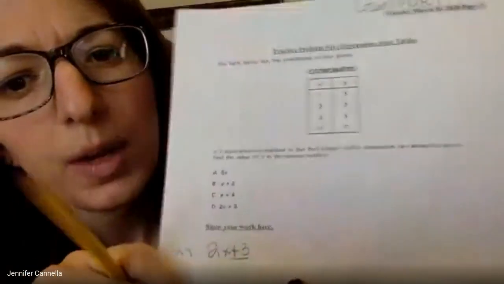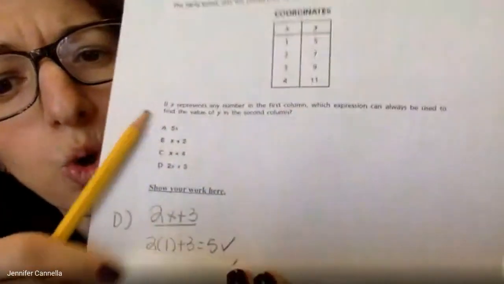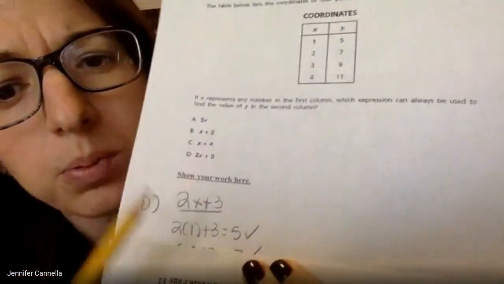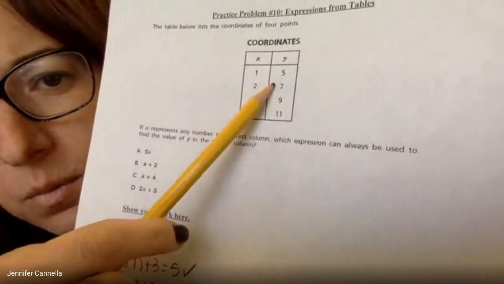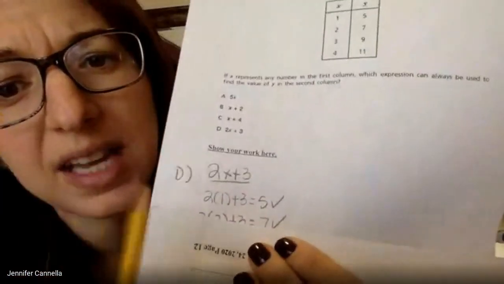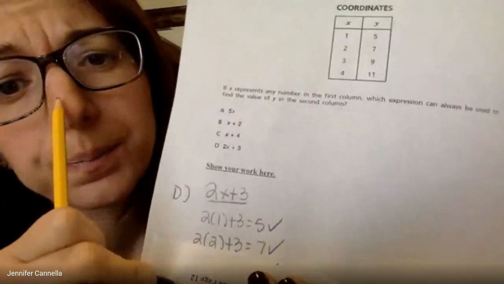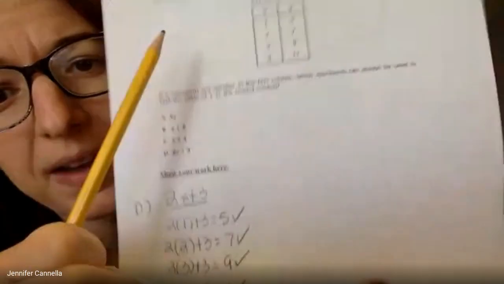So here's what we got. Hold on, let me just put my paper up. For D, we have 2x plus 3. If x is 1, 2 times 1 is 2, plus 3 is 5. Does 5 give me the answer for y? Yes. Now I'm going to substitute 2 for x. 2 times 2 is 4. 4 plus 3, does that give me 7? Yes. So that's true. Let's test it now if x is 3.